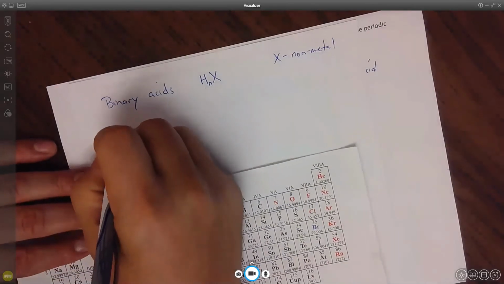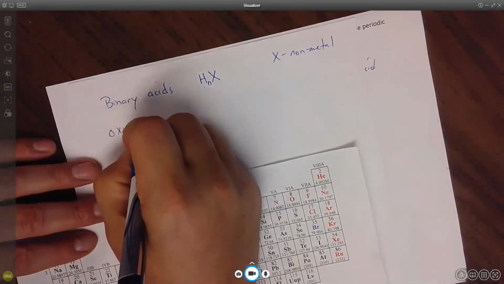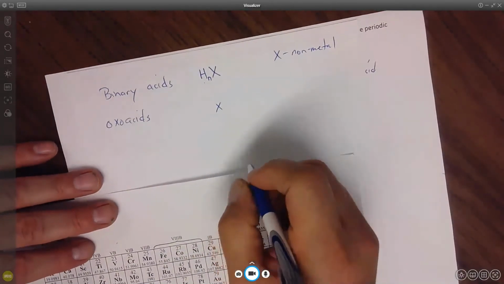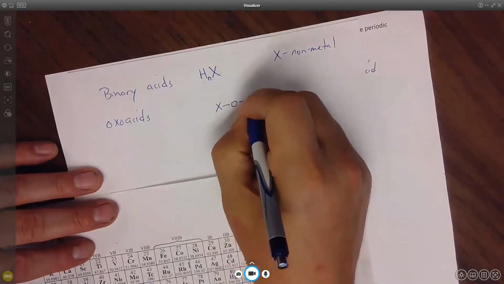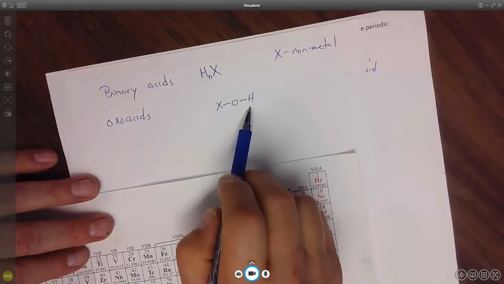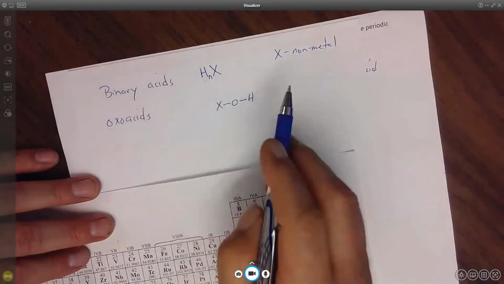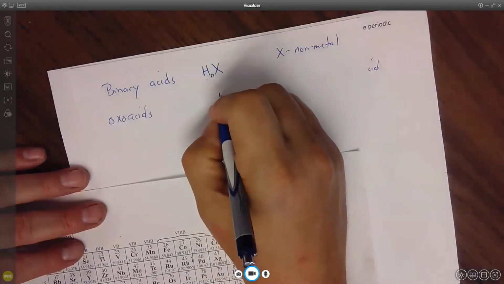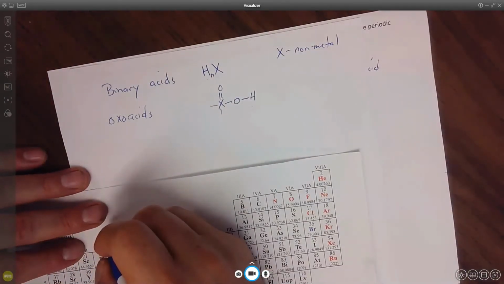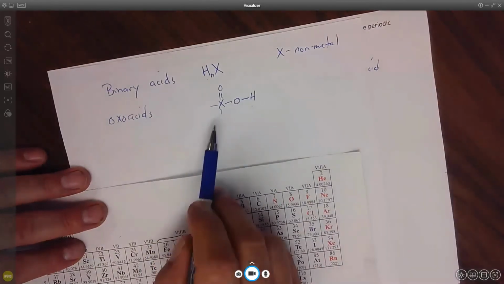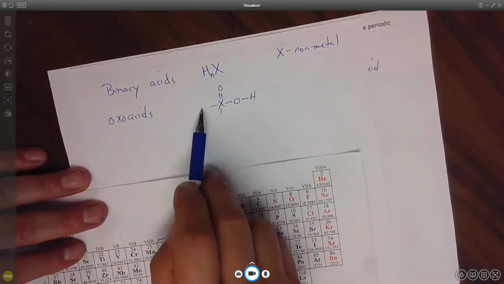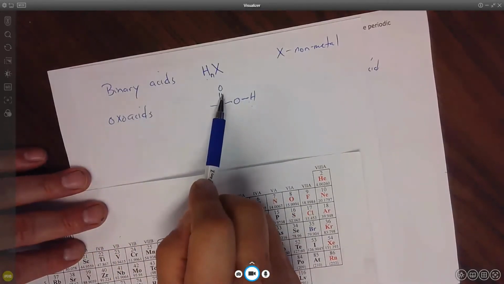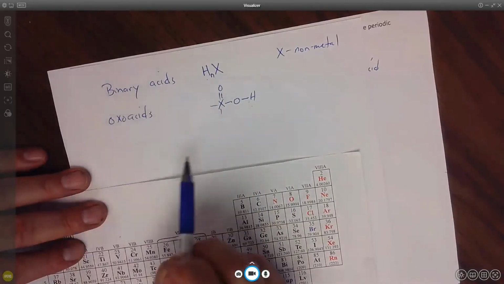Then we have oxoacids. Oxoacids have the form where we have a non-metal bound to an oxygen, bound to a hydrogen, this being our acidic proton. Now this thing could be bound to other things as well, or not. It might just have some double bonded oxygens. It might have another double bonded oxygen. It might have just another OH group. It could have a couple more OH groups, like phosphoric acid has an OH group, OH group, OH group, and then a double bonded O. Okay, but these are our oxoacids.